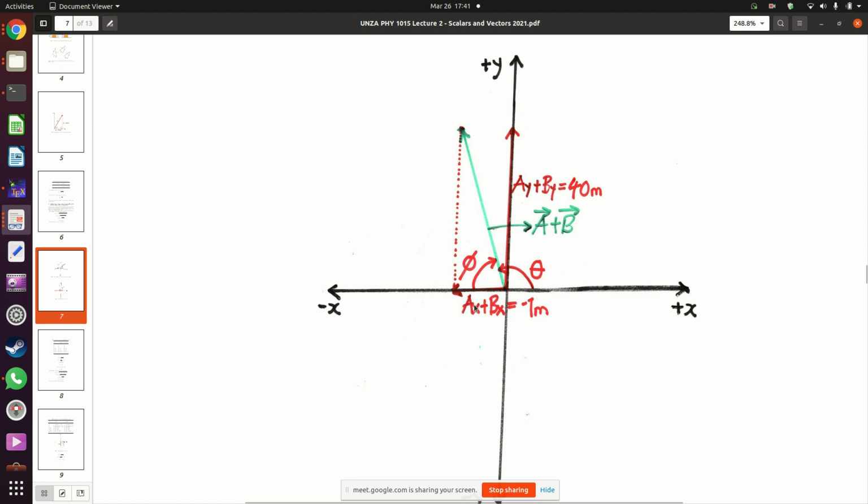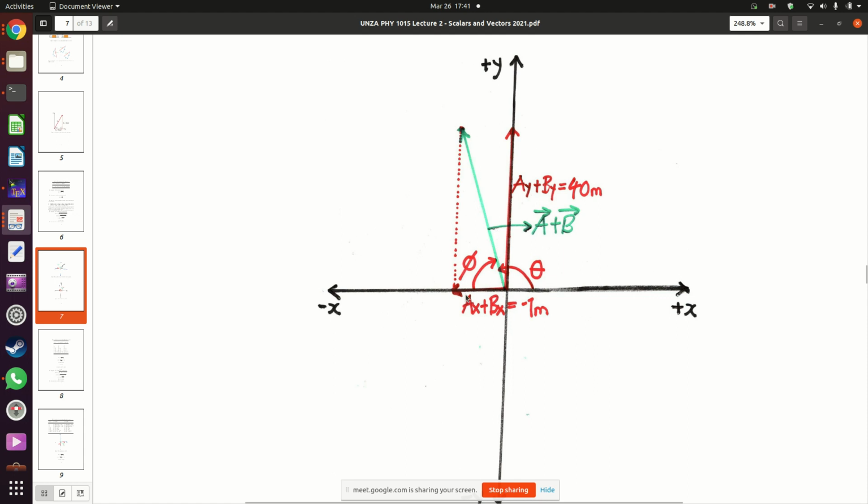We have ax plus bx equal to -1 along this line. Then we have ay plus by along this dotted line, which is equal to 40 meters. However, if you look carefully at what we have, if you move along the x-axis, which is -1 meter, then you move along the y-axis, which is 40 meters, then you move along this yellow line. This yellow line, we have found the size of this yellow line, which is a plus b. It is approximately equal to 40 meters.